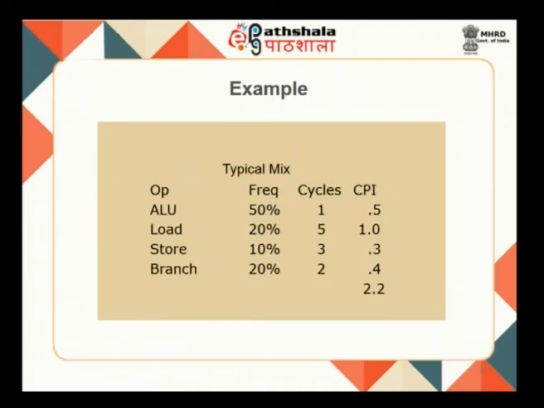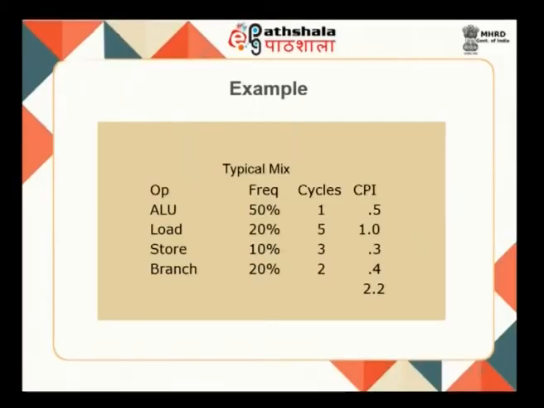This is an example that has been given here. Let us assume that you have 4 classes of instructions: the ALU type of instructions, the load type, the store type, and the branch instructions. We assume that ALU instructions constitute 50% of the instruction mix in your program, load instructions 20%, store 10% and branches 20%. The next column gives you the cycles that each of these classes takes. ALU takes 1 cycle, load instructions take 5 clock cycles, store instructions take 3, and branch instructions take 2.